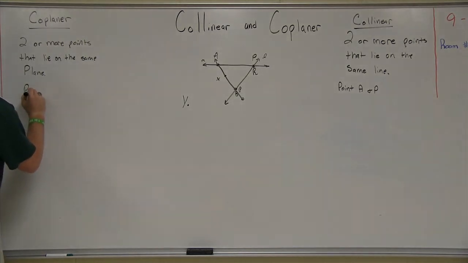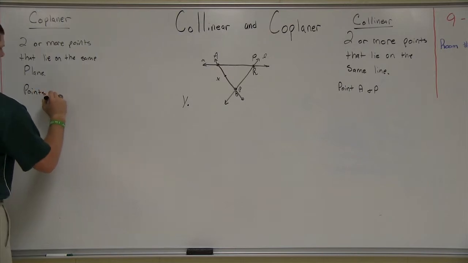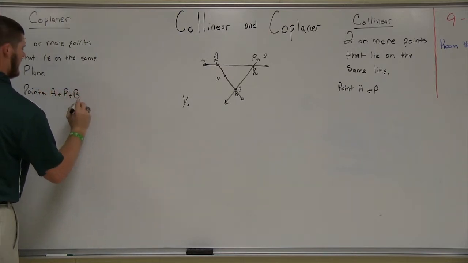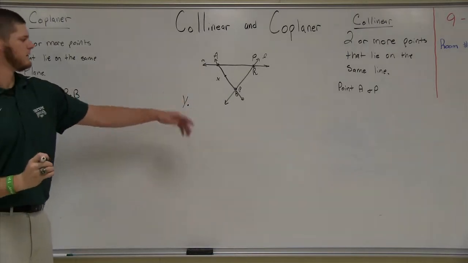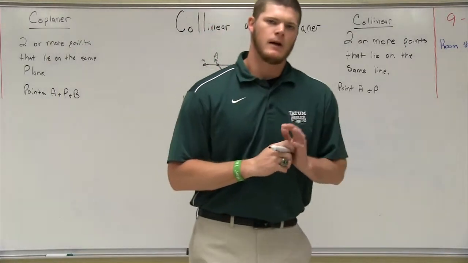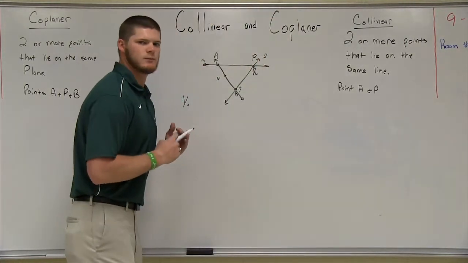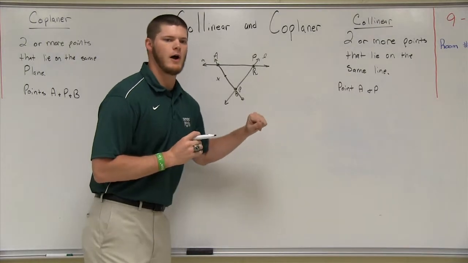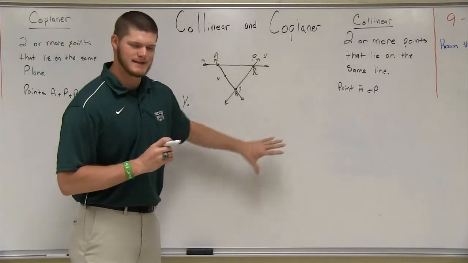So points A, P, and B are coplanar. Point Y is not. So that's collinear and coplanar. When we talk next, we will be talking about finding collinear and coplanar points on a multiple plane system.